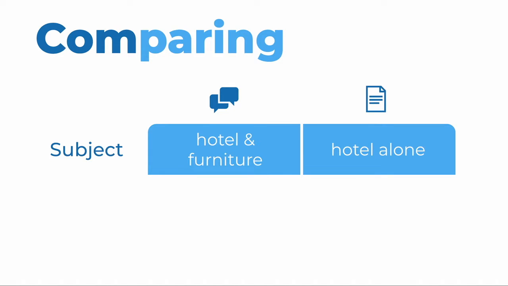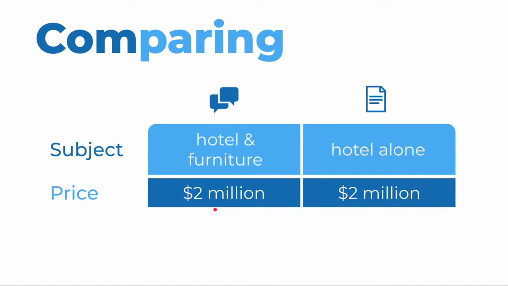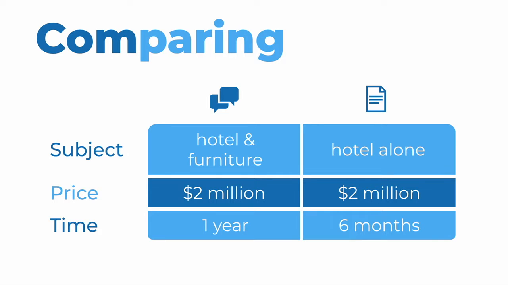So if we compare and we look, say, this is the oral agreement and this is the written agreement, then we know these are the differences. Orally, it was the hotel and the furniture. In writing, it was the hotel alone. The price is the same. That didn't change in this transition, reducing it to writing. But the time period for paying it off did. Orally, we said 1 year, and yet the written agreement says only 6 months.